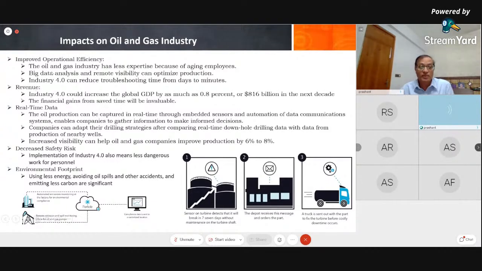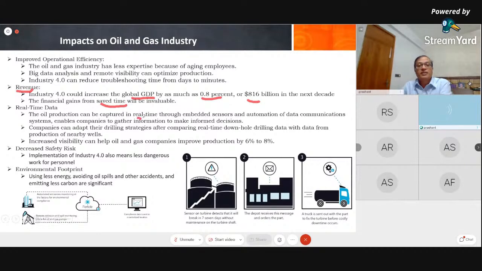In terms of revenue, Industry 4.0 could increase the global GDP by as much as 0.8%, which is like an 860 billion dollar increase. And that's only the financial gain, but the saving on time would again be quite valuable.